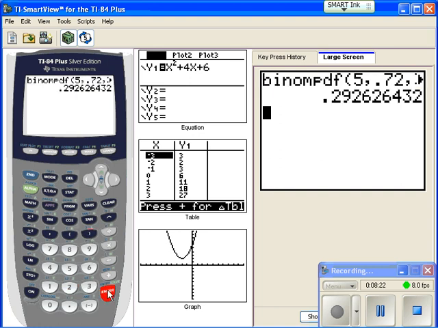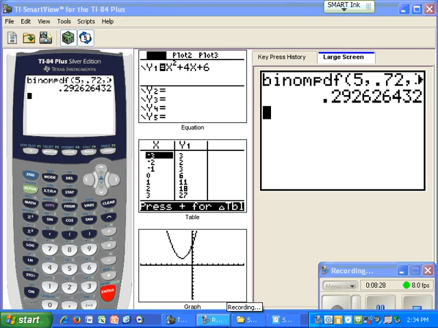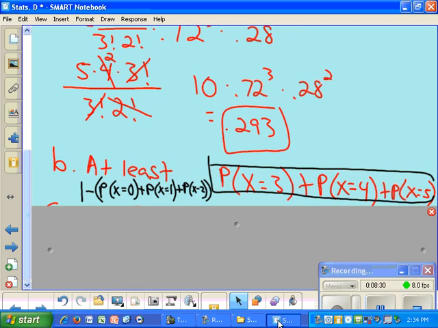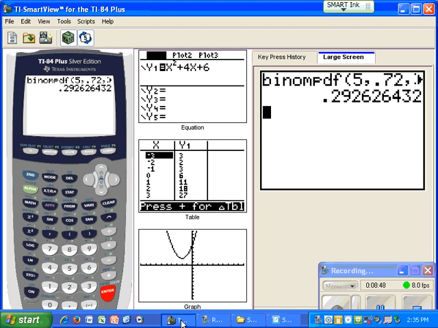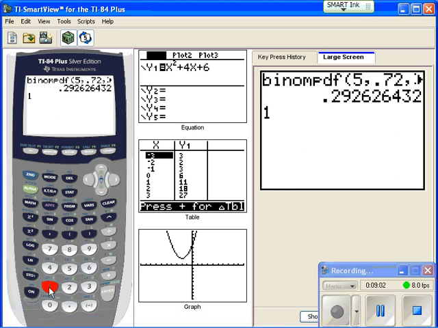And I hit enter. Notice it gives me the same answer, 0.2926, that I got when I did it the other way, or 0.293, what we rounded it to. But what if I wanted to get at least 3? For at least 3, I'm going to have to go 1 minus those. Or I could do this all over again with 5 items, 0.72 and 4 times, and then add that to the 0.293 and do it with 5. Or I can go the other way. I can simply go 1 minus.